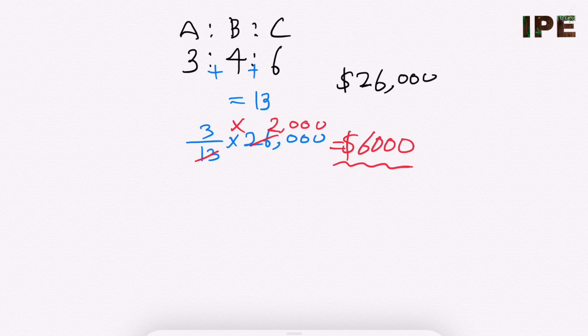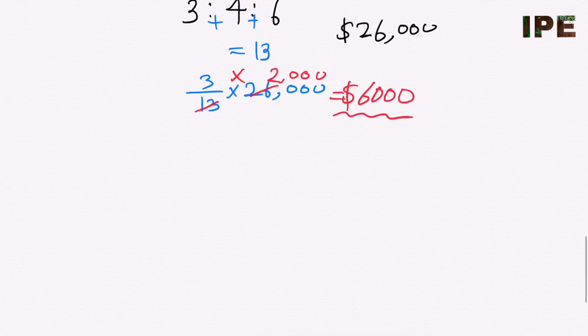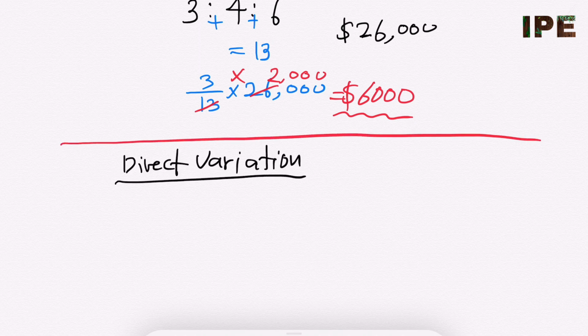I'll start the variation problems now. We have two different types of variation, right? The first is the direct variation problem. The problem says something like this: y is directly proportional to x, or you can say y varies as x. That means x and y have a direct variation relationship.